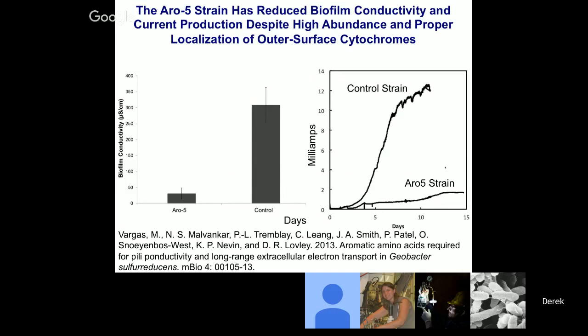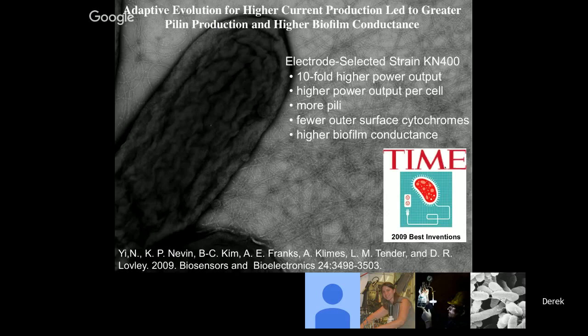Remember, the Aro-5 strain produces poorly conductive pili. It can't produce high current densities because it can't produce an electrically conductive biofilm. Every way you try to improve current production, it's always about the pili. If you knock out most of the abundant c-type cytochromes from Geobacter, you actually get biofilms that are more conductive and produce higher current densities, because Geobacter starts making more pili to compensate. Or, for example, we used adaptive evolution to select for a strain with high current densities, the strain KN400. It produces a lot more pili and fewer cytochromes, but you get much higher biofilm conductance and higher current outputs.